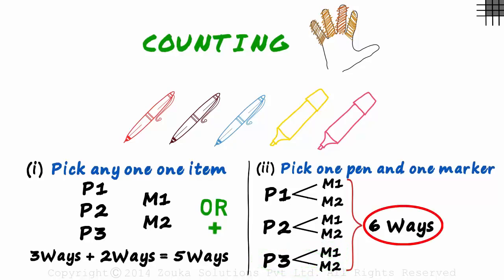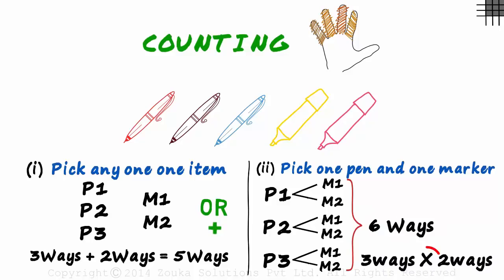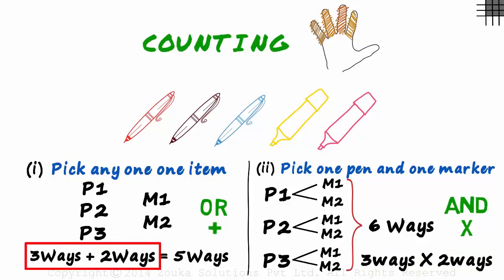And how did we get a 6? 3 ways times 2 ways. And is multiplication, another rule of counting. It always means multiplication. 1 pen and 1 marker, 3 ways multiplied by 2 ways. 1 pen or 1 marker, 3 ways plus 2 ways.